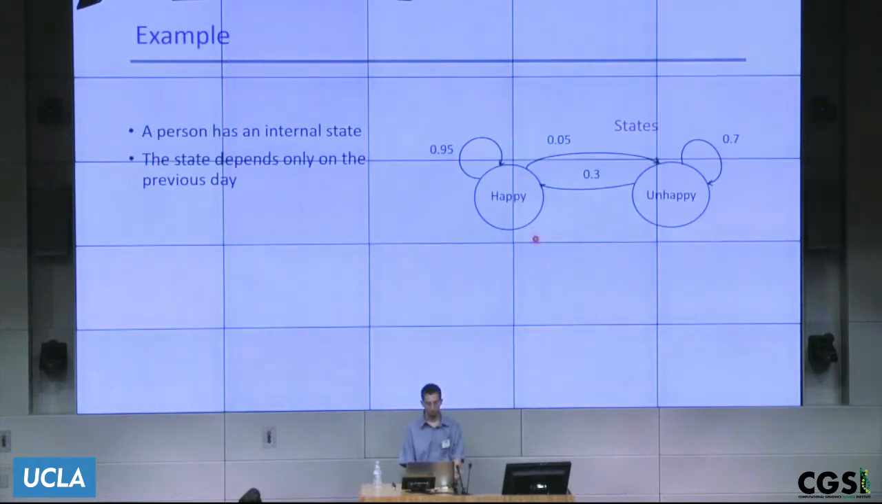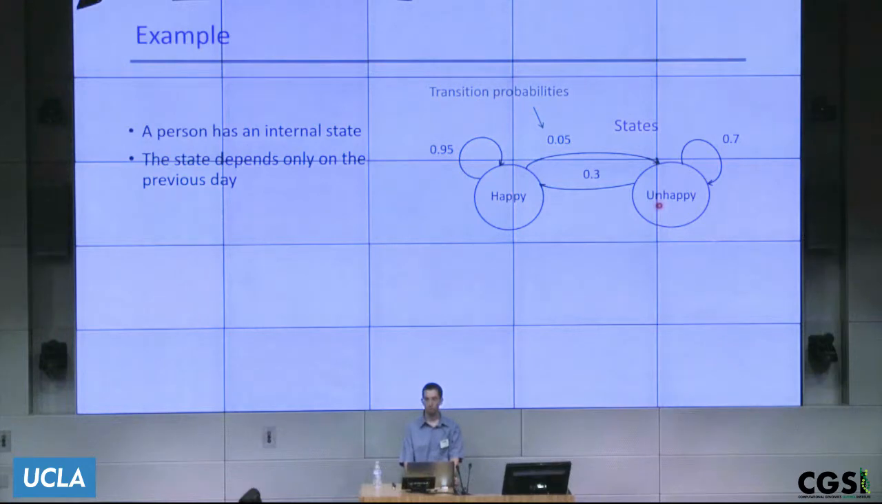To give a simple demonstration of where this is useful, we heard one example by Sharon on Monday, where the states were the pairing status of the RNA. Here I describe a simple example. Let's say a person has an internal state. A person can be happy or unhappy. And whenever a person is happy on one day, they have probability 0.95 to remain happy the next day, and probability 0.05 to become unhappy the next day. And similarly for the other state. These are called the transition probabilities.